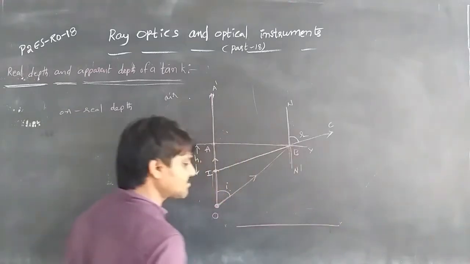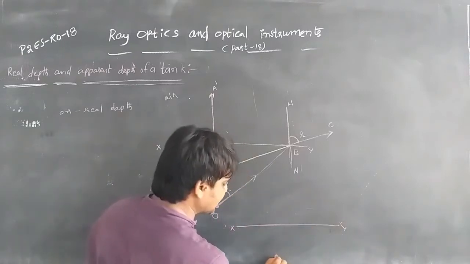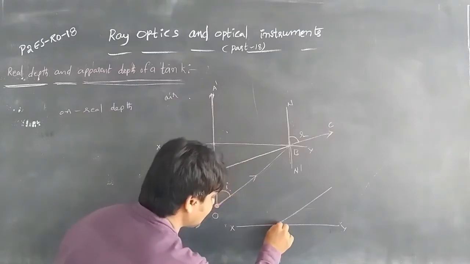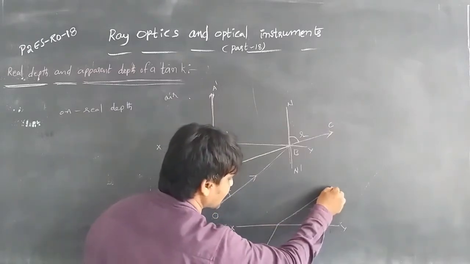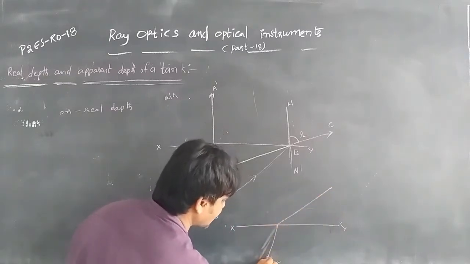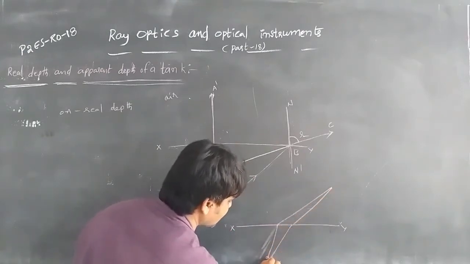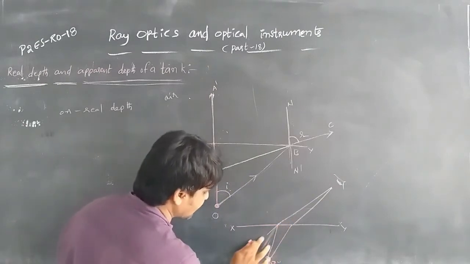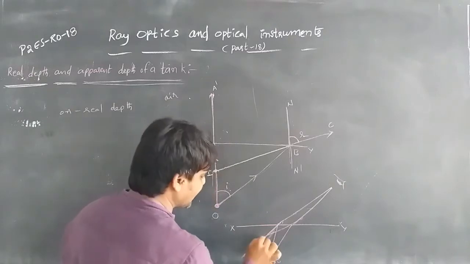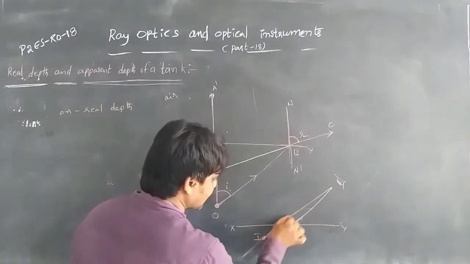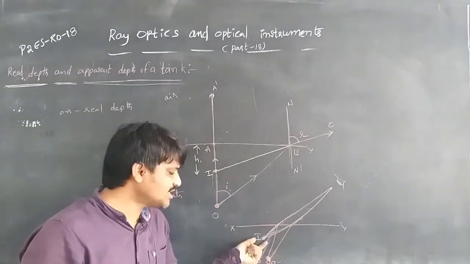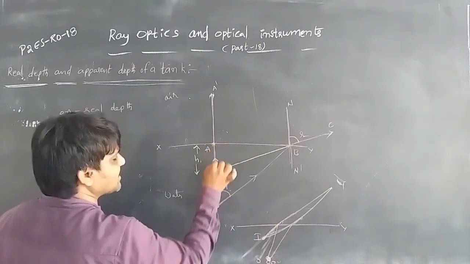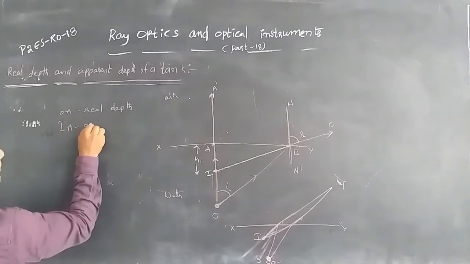When we consider the water surface and the object placed at this point O, the human eye sees the object at a different point. Actually the object is situated at O, but the virtual image is formed at this point I, so our eye sees the object there. So the distance from A to the virtual image is called the apparent depth, which means IA is the apparent depth.